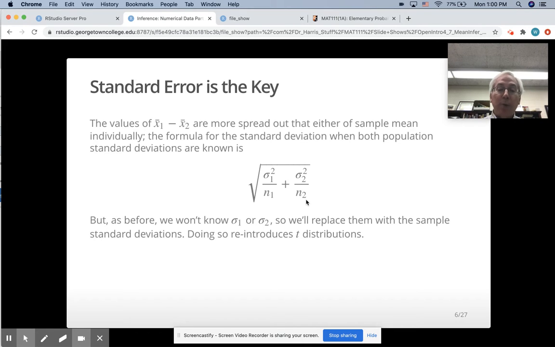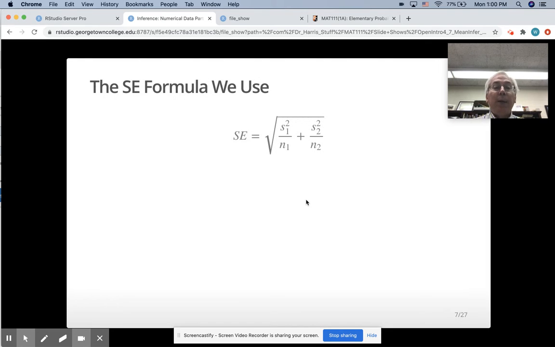But since we don't know sigma 1 or sigma 2, we're going to replace them with S1 and S2. And so the standard error formula that we're going to be using in this chapter is the square root of S1 squared over N1 plus S2 squared over N2.